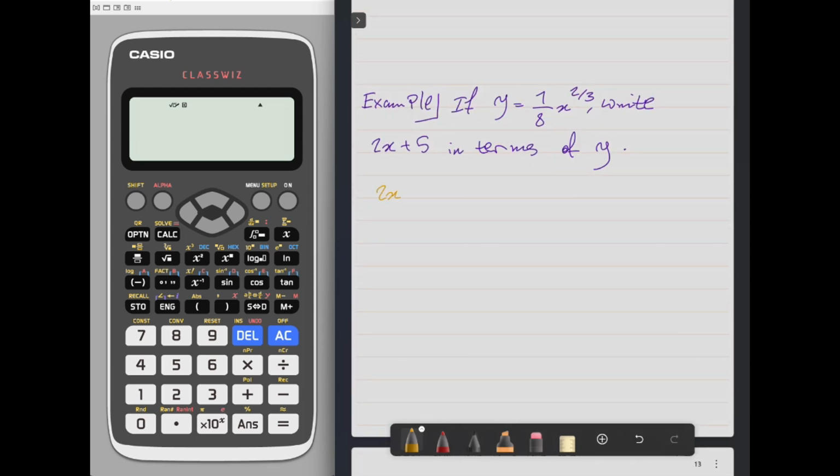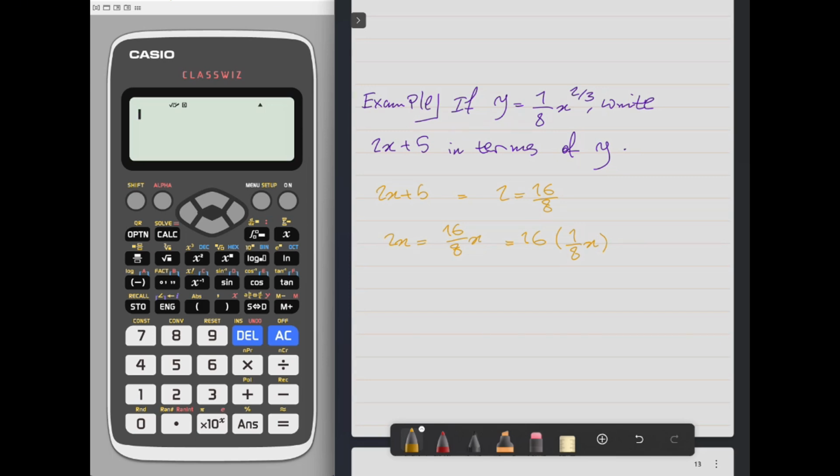We want 2x plus 5, right? What form of x do I want? 1 over 8 x to the power of 2 over 3. So, guys, I have a question. From 2x, can I write it in a form that it becomes 1 over 8x? I can. How? I just write 2 as 16 over 8. So, 2x can be written as 16 over 8x. And if I factorize the 16 from it, I can write it as 16 times 1 over 8x.